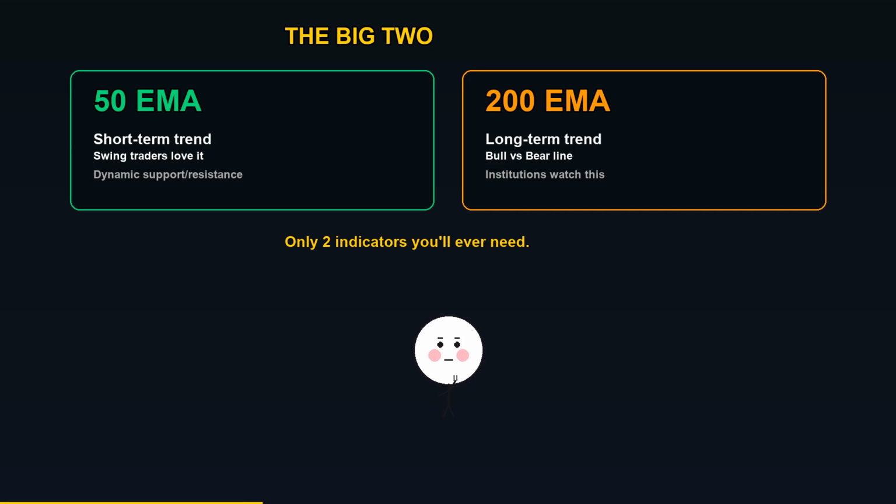Two moving averages matter more than all the others combined. The 50 EMA shows the short-term trend. Swing traders and institutions watch this religiously. The 200 EMA shows the long-term trend. This is the line that separates bull markets from bear markets. If you only use two indicators for the rest of your trading career, make it these two.